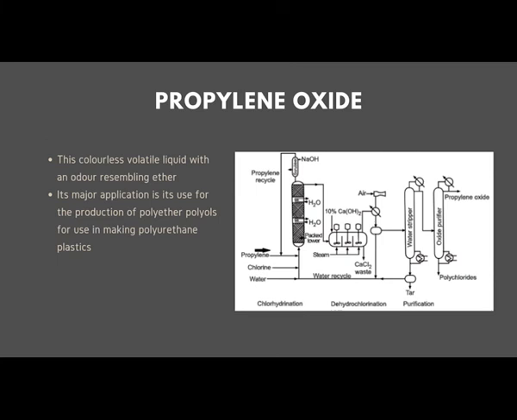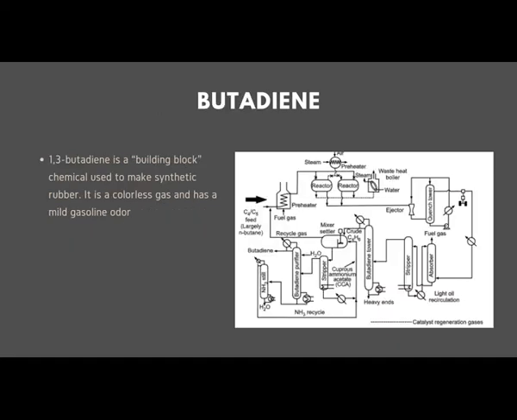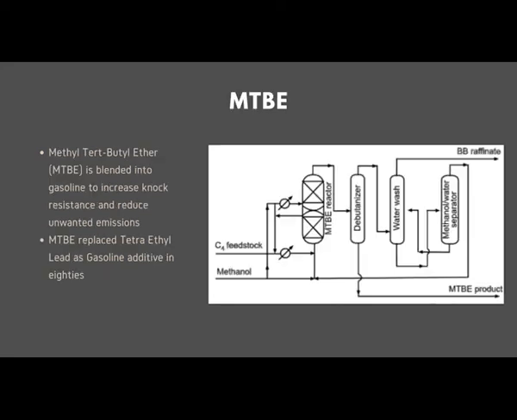Then we are going to see about propylene oxide. This is a colorless volatile liquid with an odor resembling ether. The major application of propylene oxide is in the production of polyester polyols for use in the making of polyurethane plastics. Then we have butadiene. Butadiene is a building block chemical used to make synthetic rubber. It is a colorless gas and has a mild gasoline odor.